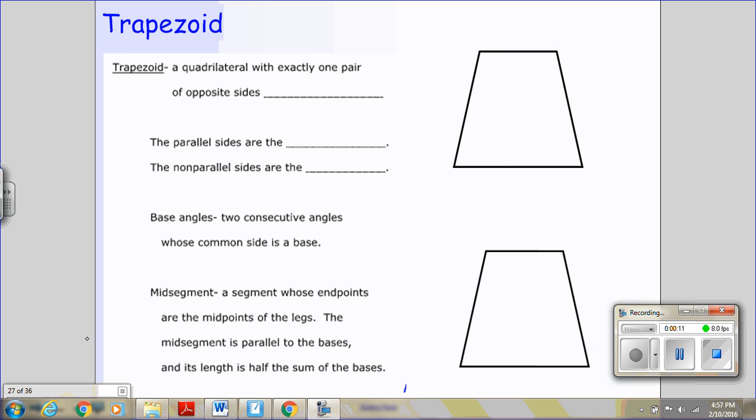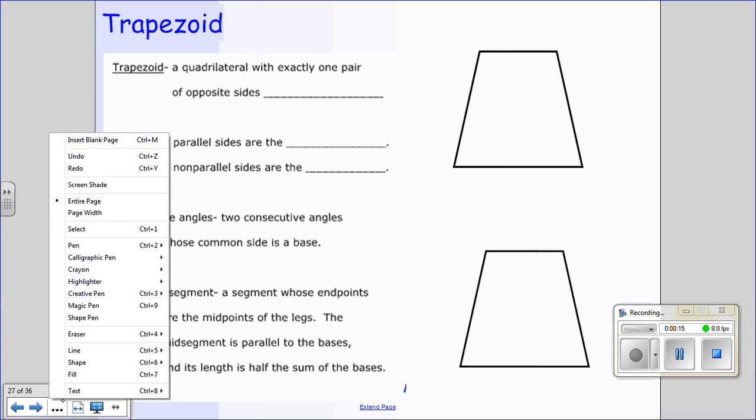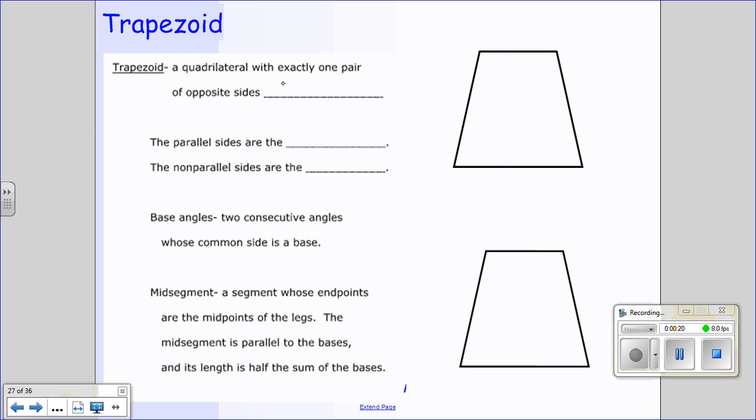A trapezoid is a quadrilateral with exactly one pair of opposite sides parallel. So that would be this side, this side. Those would be the only pair that are parallel. The parallel sides on a trapezoid are called the bases. The non-parallel sides are called the legs.